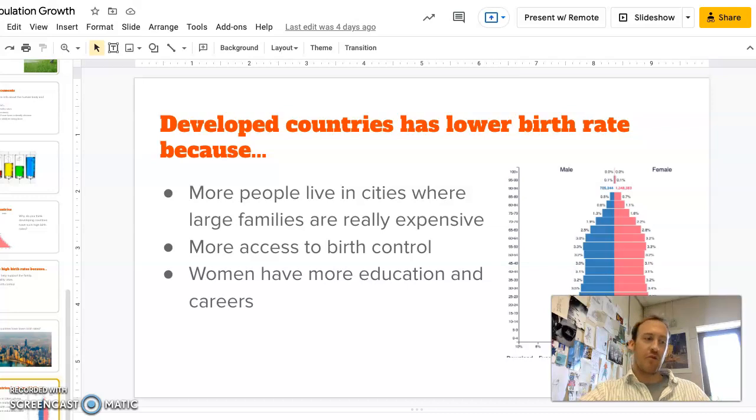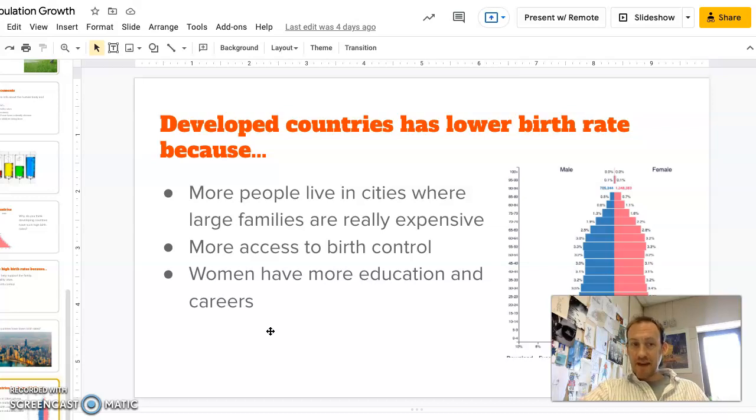Second reason why we have lower birth rates in developed countries is there is easier access to birth control. So people have a better chance of planning how large they want their family to be. Third, and this is the most important reason I want you guys to know, it has to do with the amount of education that women get in developed countries.